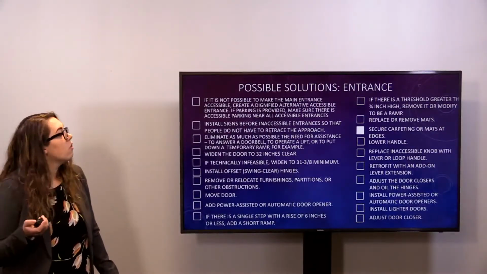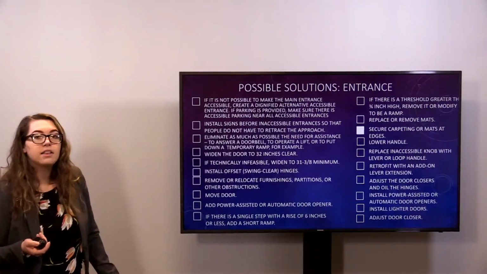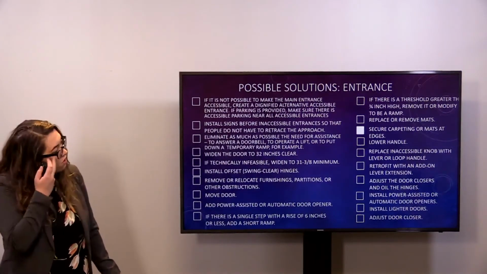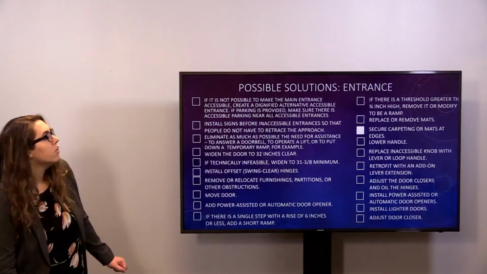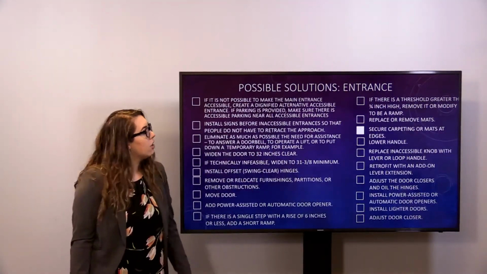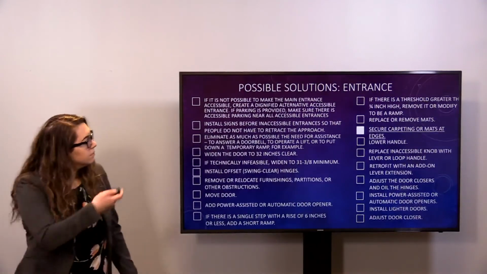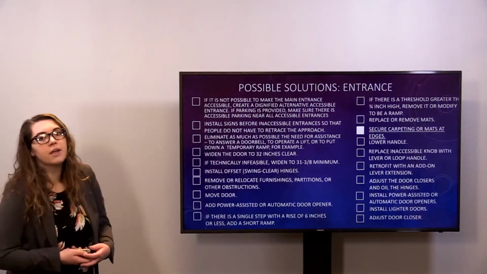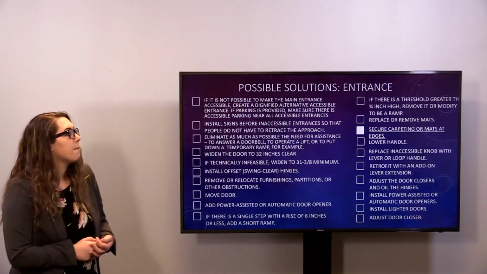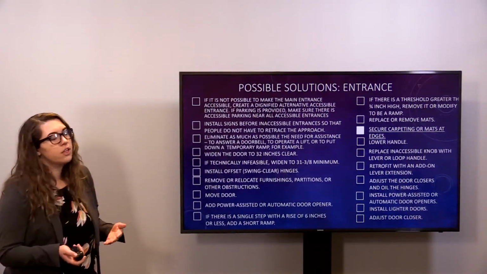So the only barrier for this was the mats. They were not secured along the edges. The one possible solution for this is to secure carpeting or mats along the edges. This would reduce tripping hazards for anyone who couldn't see the mats or just isn't paying attention.